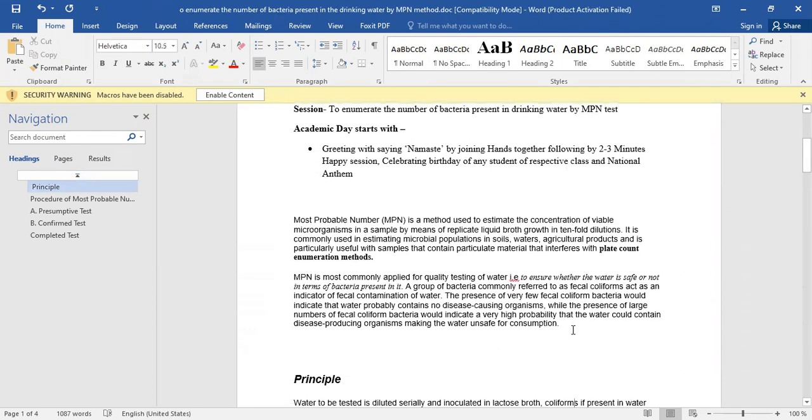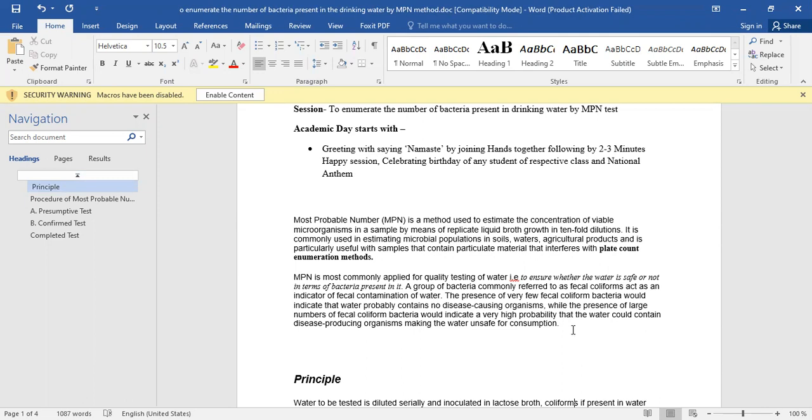The most probable number is a method to estimate the concentration of viable microorganisms present in any sample of water. It is commonly used for the microbial population in soil, water, and agriculture products, and it is a part of the plate count enumeration method. MPN is most commonly applied in quality testing of water to ensure whether the water is safe or not in terms of bacteria present in it.